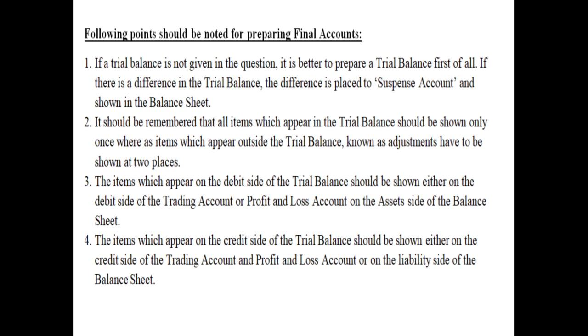Similarly, point number 4, the items which appear on the credit side of the trial balance should be shown either on the credit side of the trading account or profit and loss account, or on the liability side of the balance sheet. So all the credit items of the trial balance, if they are direct incomes, that will be shown on the credit side of the trading account, for example sale. If there are indirect incomes or gains, that will be shown on the credit side of profit and loss account. And if the credit items are of personal account or real account, then that will be shown on the liability side of the balance sheet.